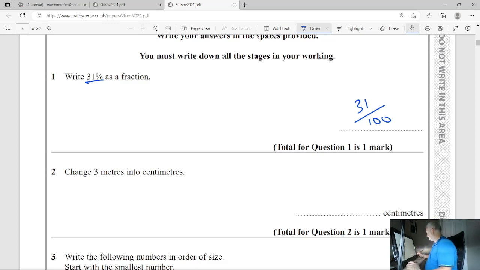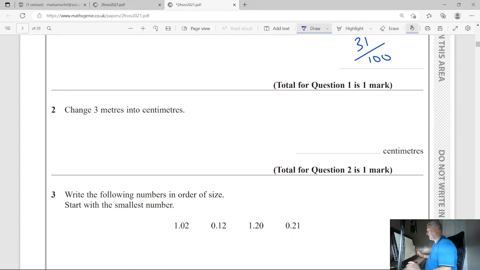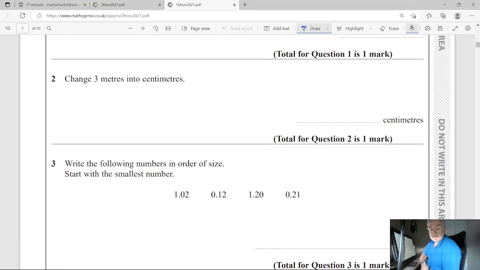Question 2. Change 3 meters into centimeters. It requires you to know that 1 meter equals 100 centimeters. It is only a 1-mark question, so it only wants an answer. So I'm going to do 3 times 100, which is going to give me 300 centimeters.